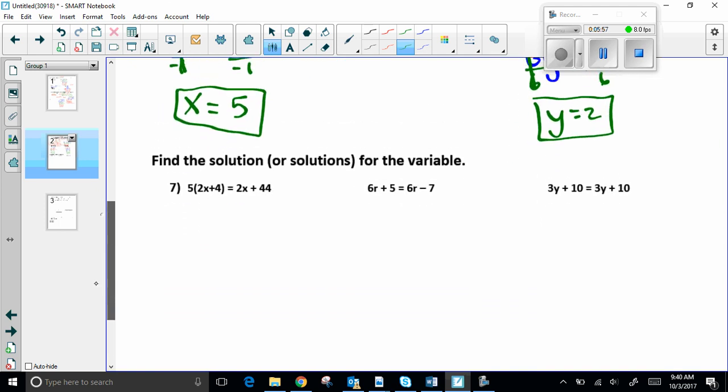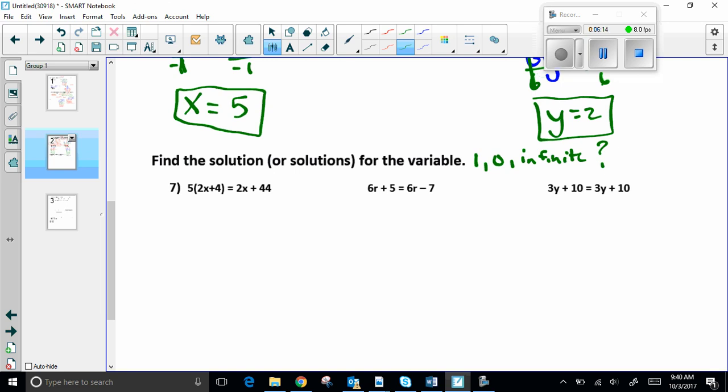All right, here's the last 3. They want you to find the solution or solutions for the variable. That means we're kind of looking, is there 1 solution, 0 solutions, or infinite solutions?